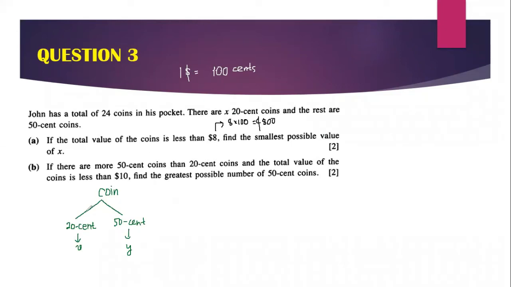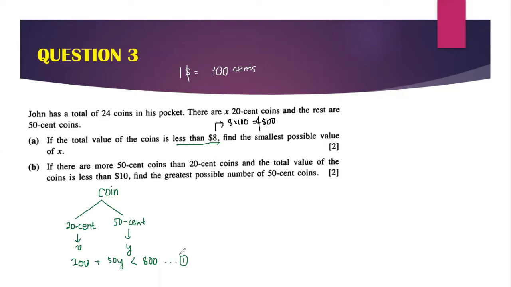So we can define that 20X plus 50Y is less than $8, so 800 cents. This one first. Is it clear to you? Okay, this is the first.